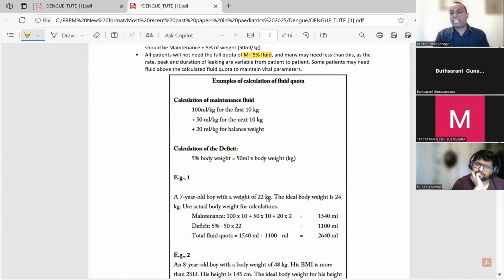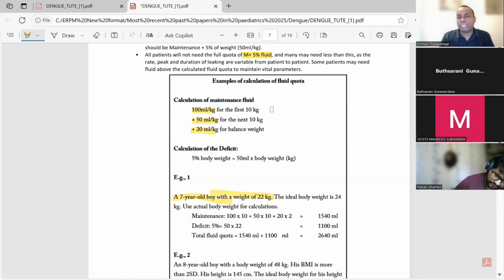Now, we assume that the child is 22 kilos. This is one of the examples. How do you calculate the maintenance? This is how to calculate the maintenance fluid. First 10 kilos of body weight, 100 milliliters per kilo. Next 10 kilos of body weight, 50 milliliters per kilo. Anything more than that, 20 milliliters per kilo.